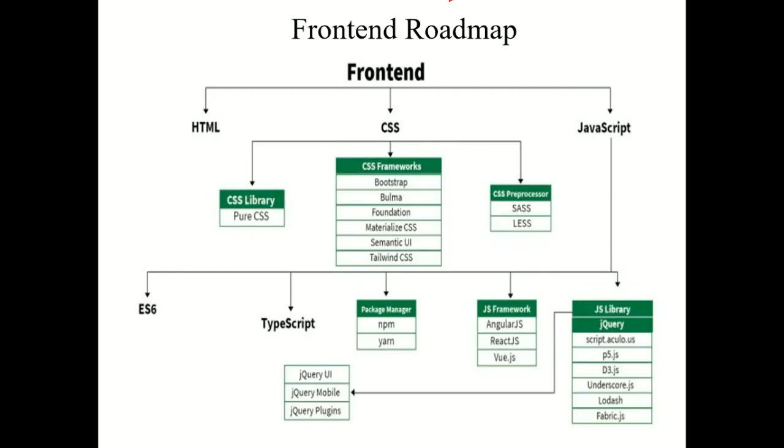Next, so what is the front-end roadmap? Very essential part of the front end. Front end, usually we divide into these three languages. So see here, HTML, CSS and JavaScript. In CSS, we will have libraries, frameworks and preprocessors also. In the library comes pure CSS only. In frameworks, a lot of frameworks are available in the market, but nowadays they are usually using Tailwind CSS and Bootstrap.